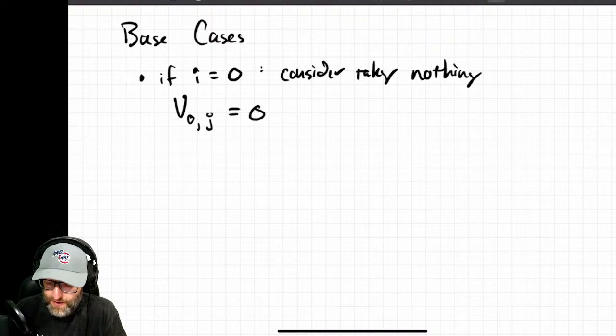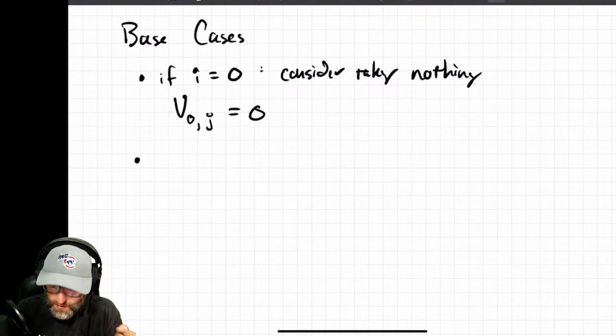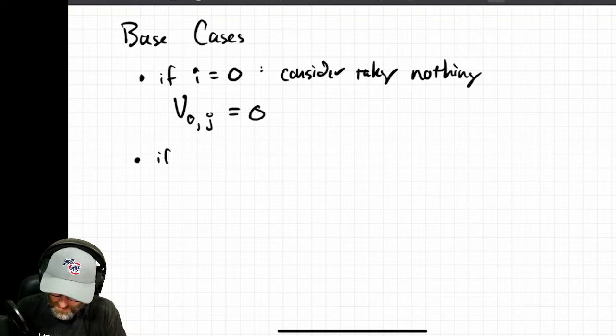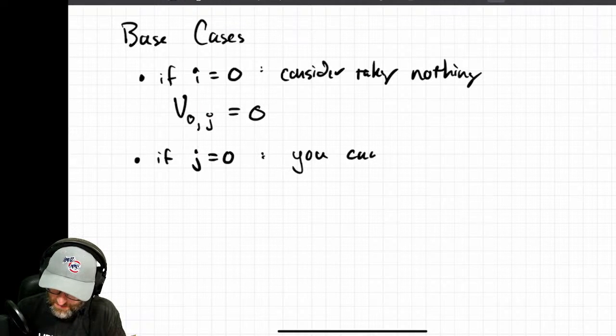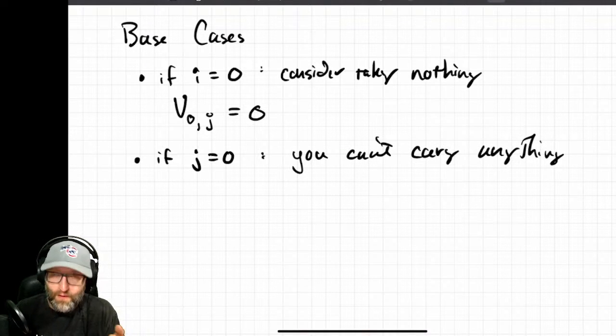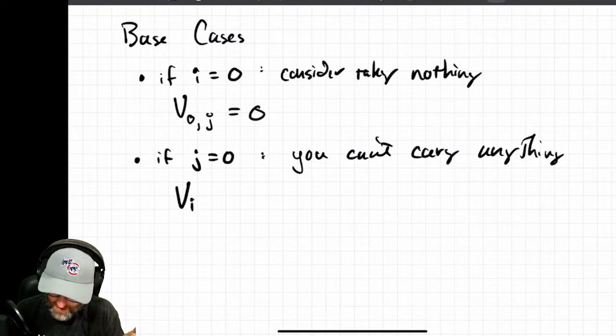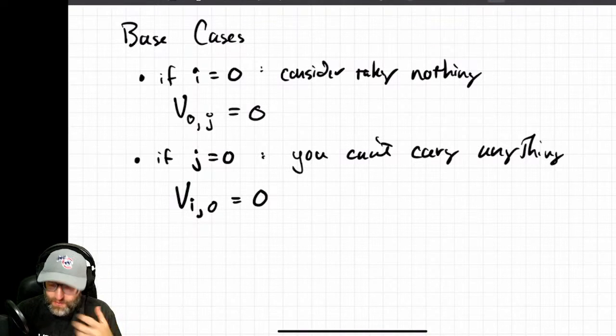Remember that v sub ij is capturing the value of the optimal solution. If you don't take anything, then you're not getting any value. If j is 0, then you can't carry anything. Both of your shoulders went out and you can't carry anything yet. So v sub i, 0 is going to end up also being 0, because you can't carry anything, you can't steal anything, so your ultimate value is going to be 0. Okay? So we've got our base cases.